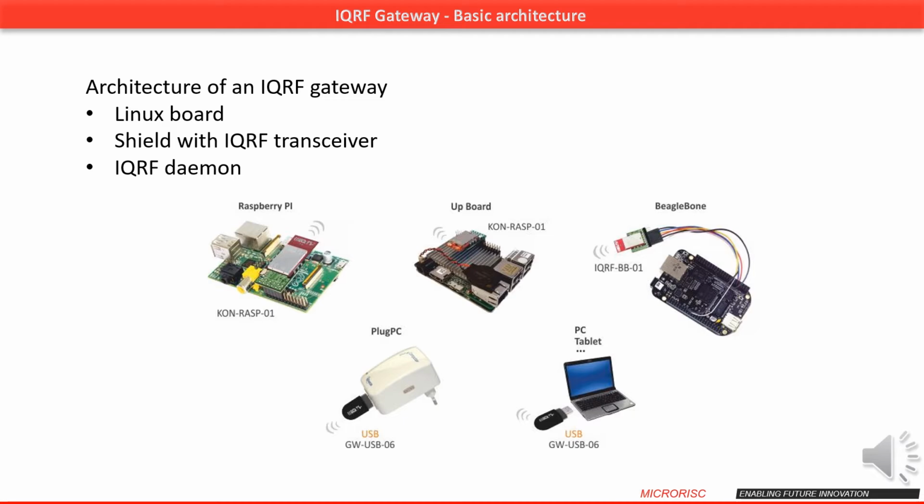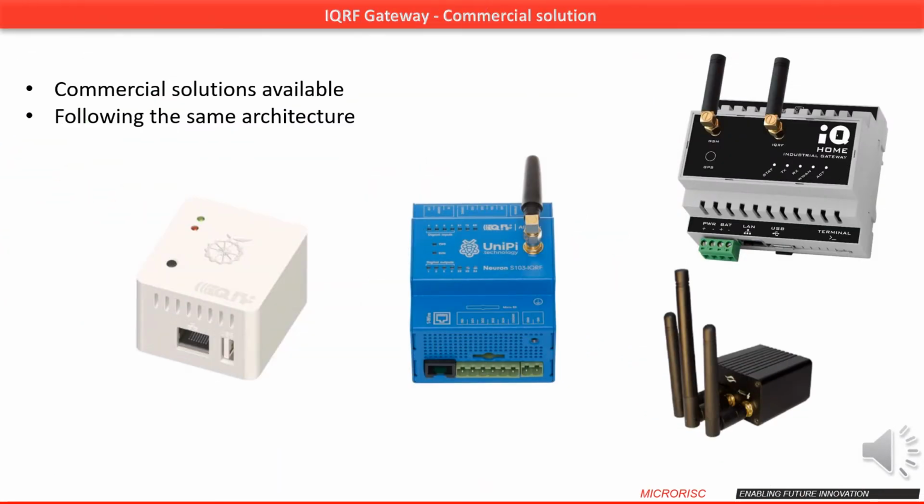Finally, to make the gateway operable, the Iqrf Gateway Daemon and Iqrf web application needs to be installed on the Linux machine. Both are open source software available on GitLab, where it can be downloaded and used for free. There are already several commercial solutions on the market now, which are ready to use. These solutions are based on the same architecture, and they are using the Iqrf Gateway Daemon and Iqrf web application as well.